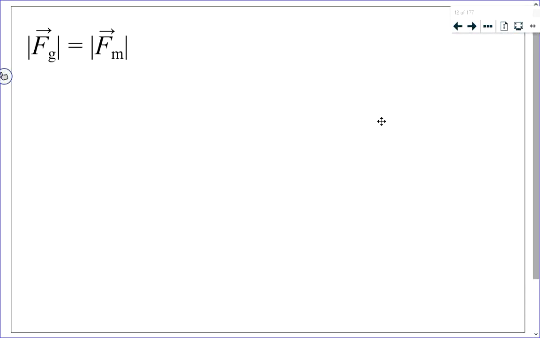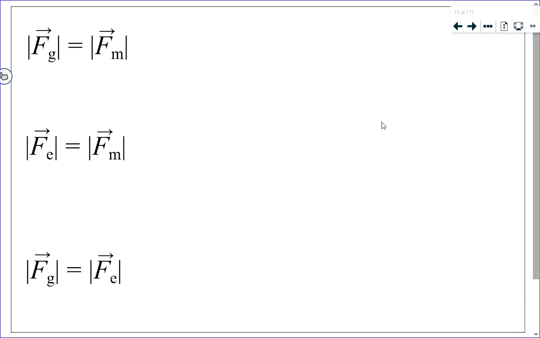So, for example, we can balance a gravitational force with a magnetic force. We can balance an electric force with a magnetic force. And we can balance a gravitational force with an electric force. Gravitational forces, magnetic forces, and electric forces are the 3 forces we learn about in high school physics, at least in terms of calculating their values.